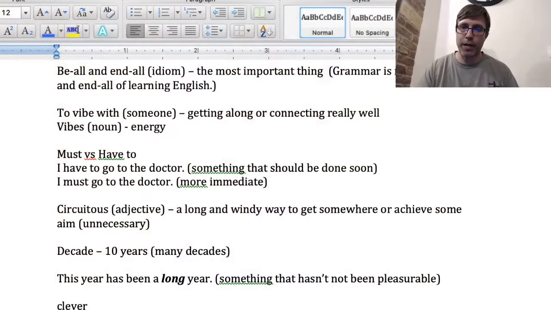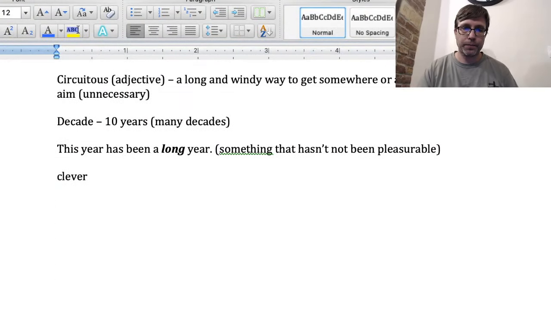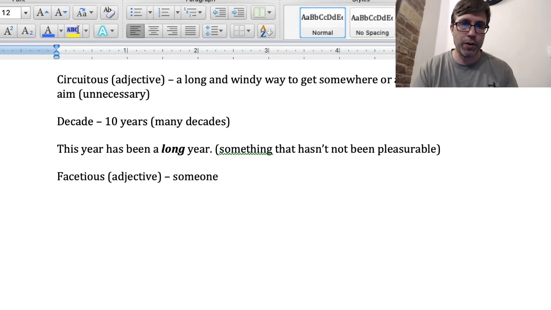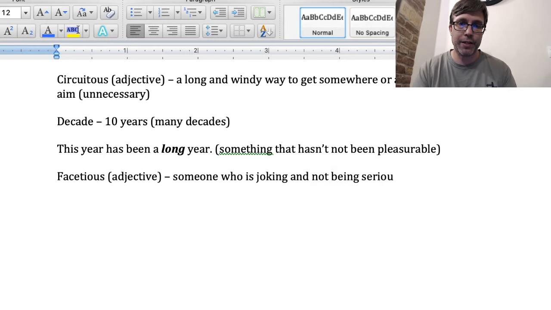Alde says, what about facetious? So facetious, I'll add that to our vocabulary list. Facetious is another adjective, and what it means is someone who is joking and not being serious. And I would often add that they're saying things that are a bit ridiculous.